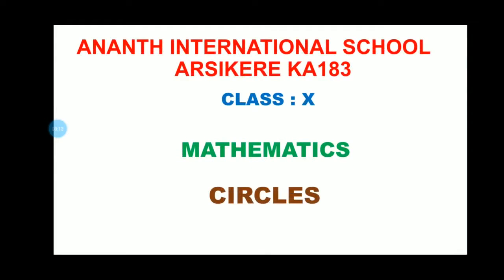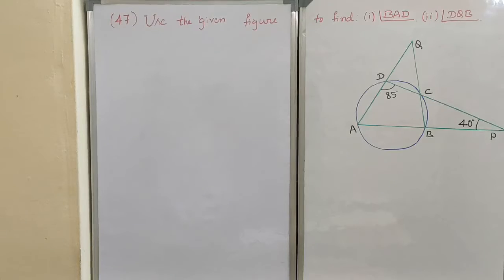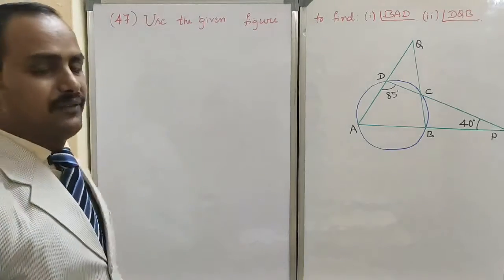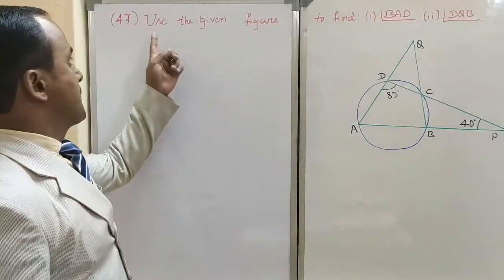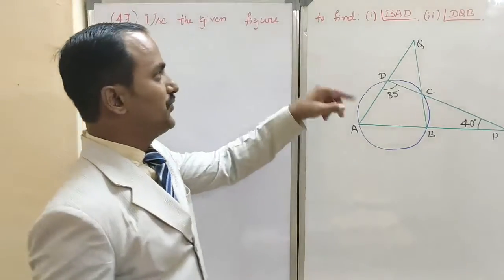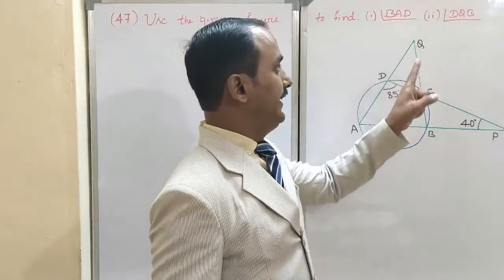Today I am explaining the 10th standard circle lesson, dear children. Dear children, question 47 in exercise A: use the given figure to find the angle BAD.